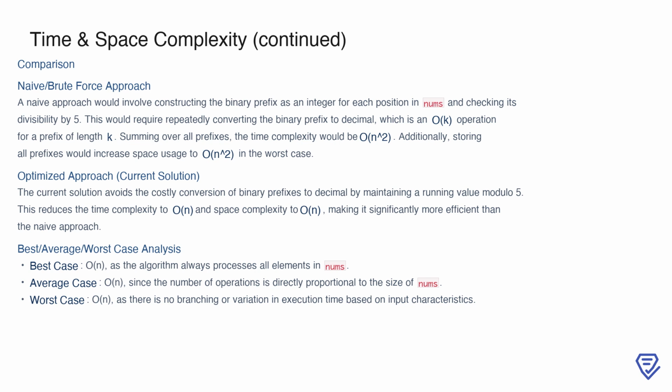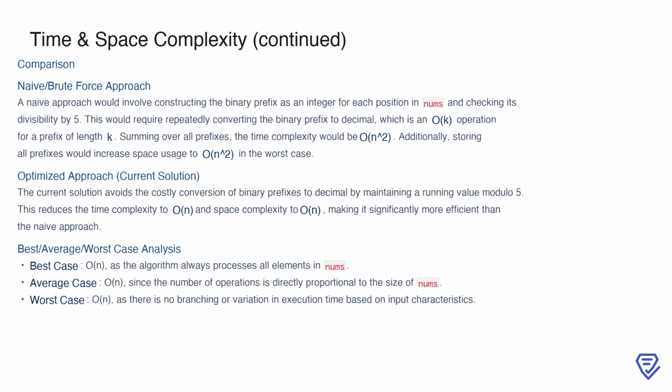In contrast, the optimized solution avoids these inefficiencies by maintaining a running value modulo 5, which eliminates the need for repeated conversions. This reduces the time complexity to O(n) and space complexity to O(n), making it far more efficient.